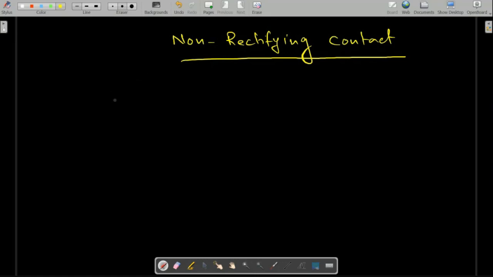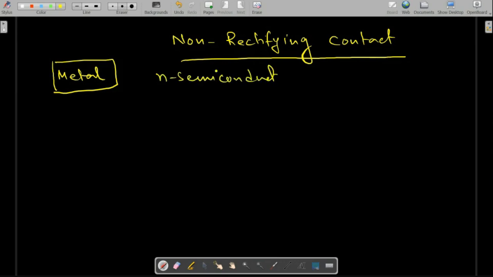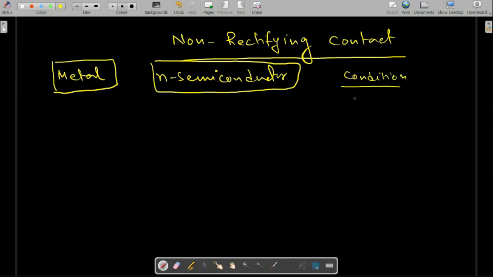So as you know, the condition for the formation of non-rectifying contact, that is, if we are working with a metal and N-type semiconductor, this N-type semiconductor, okay, if we are going to form the contact, and if we want that contact to be non-rectifying in nature, the condition is: here, the condition will be Eφm, the metal side work function, should be less than Eφs.